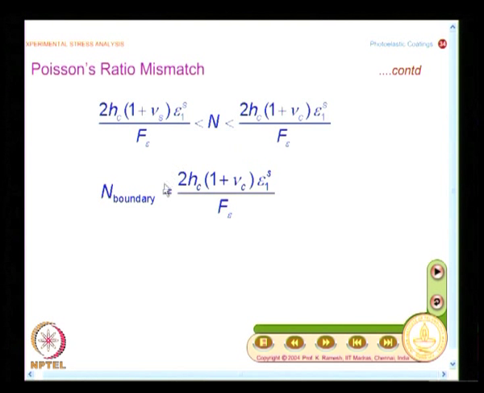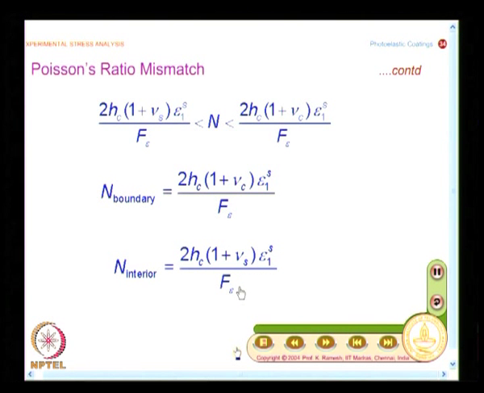So, you define what is a boundary fringe order, it is given as 2 h c into 1 plus nu c into epsilon 1 s divided by f epsilon, and I can also write what is the interior fringe order, it is given as 2 h c into 1 plus nu s epsilon 1 s divided by f epsilon. This is the material strain fringe value.